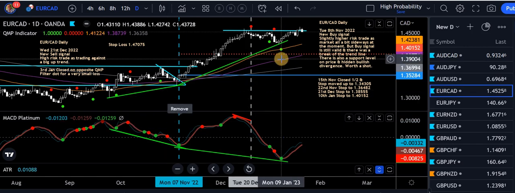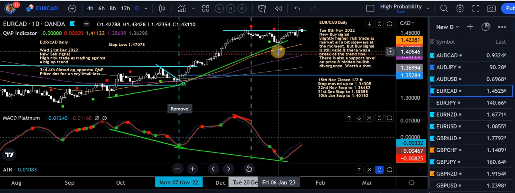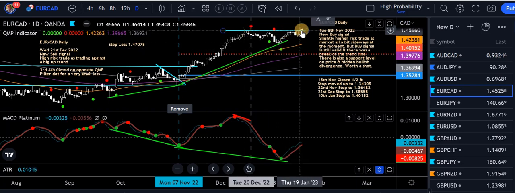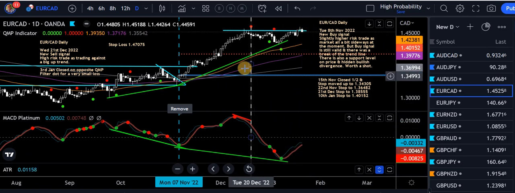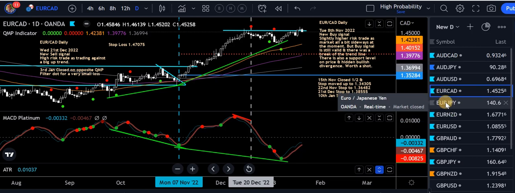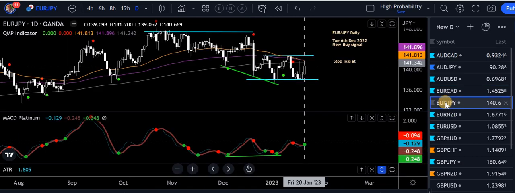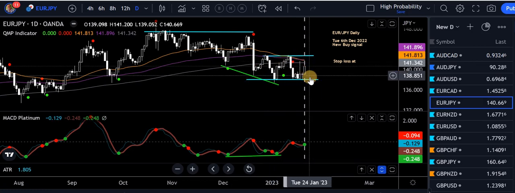This buy here, I didn't take it because price didn't come down to the MA close enough for my liking. That's just one of my rules. I would have liked to see it come back a bit closer. In hindsight, probably should have taken it because it's gone up nicely and it's at this previous high, but it's no big deal. It's already in a buy trade anyway. Euro yen, have a quick look at that. There are no trades on there. These yen pairs are just basically doing the same.